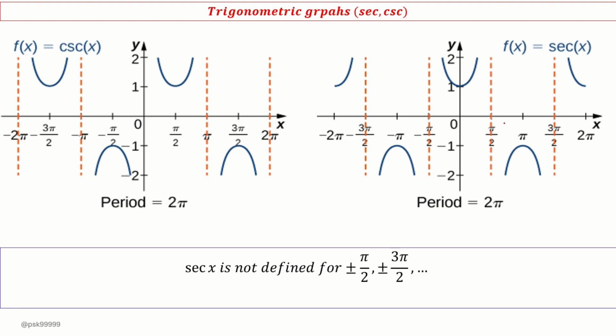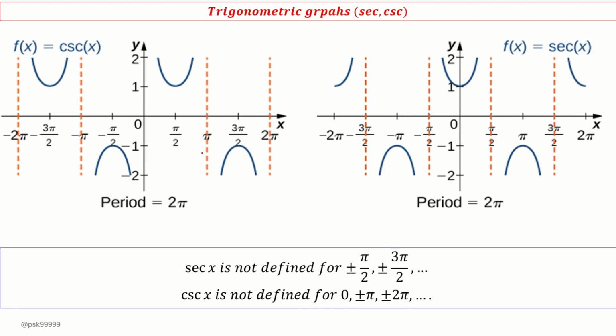You can see at pi by 2 and minus pi by 2 it is not defined. This curve will never meet at pi by 2, 3 pi by 2, etc. In the same way, cosecant x is not defined for 0, pi, and if you take pi, this graph will never meet this vertical line at pi. Not defined for those values.